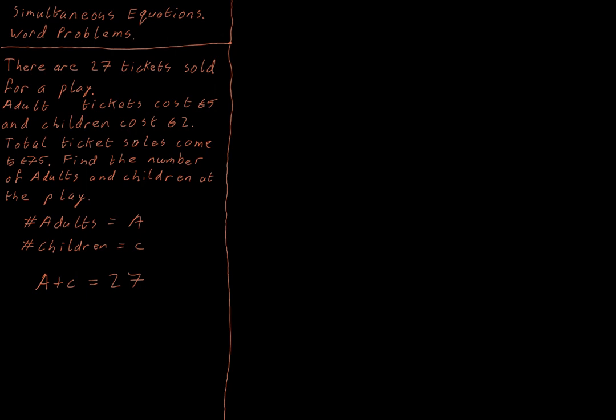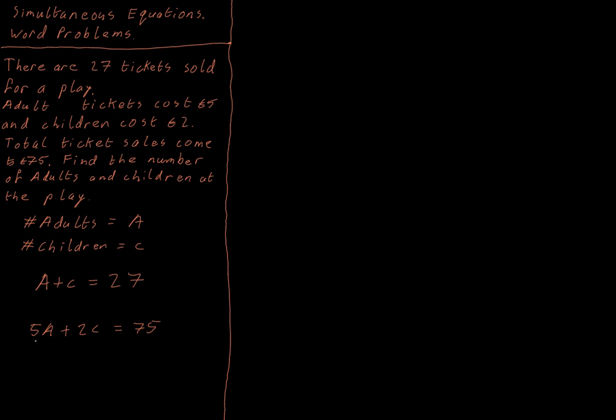The second equation comes down to cost, and I know that because I'm given information about costs and money. So I know an adult ticket costs €5 and a child ticket costs €2, and I know in total we ended up with €75 from ticket sales. So for every adult, I get €5. If I add that to every child, I get €2. And if I add both of them together, I have to get a total of €75.